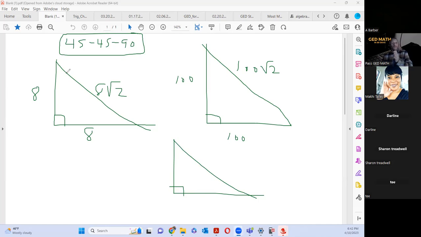So that's that 45-45-90 triangle. If both of the legs are the same, I don't care what they give you. They could give you variables. They could give you x and x. You know the hypotenuse is x square root of 2.